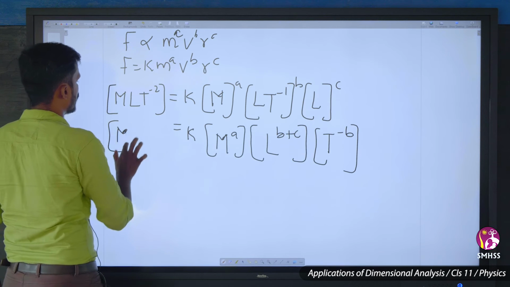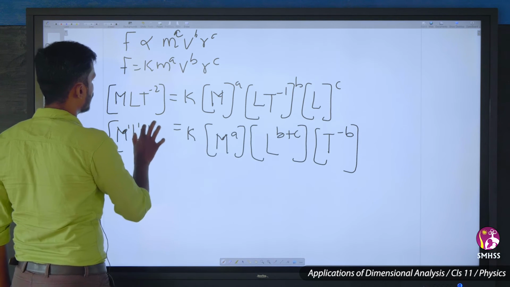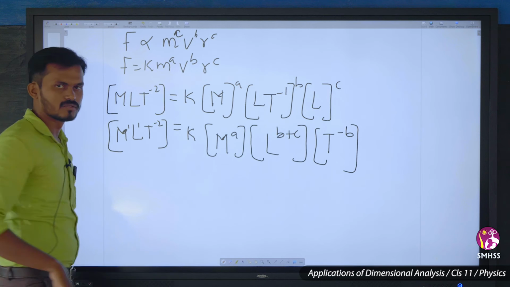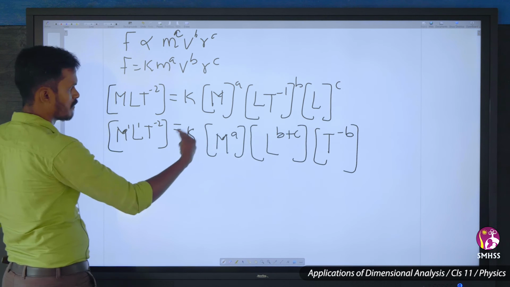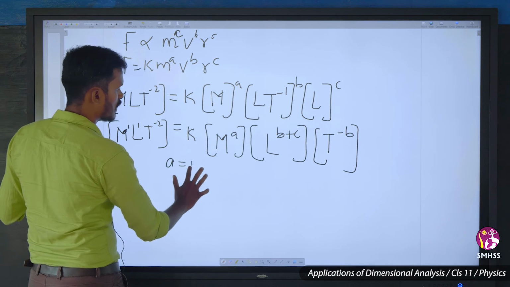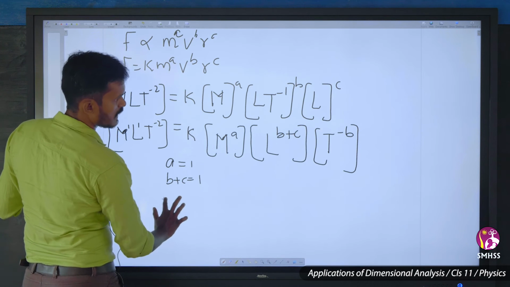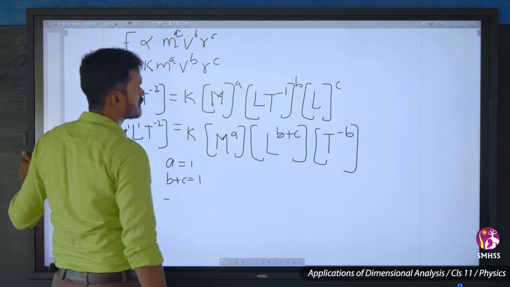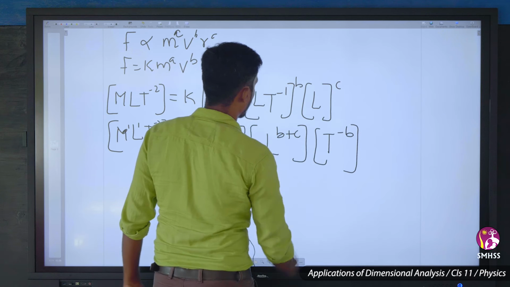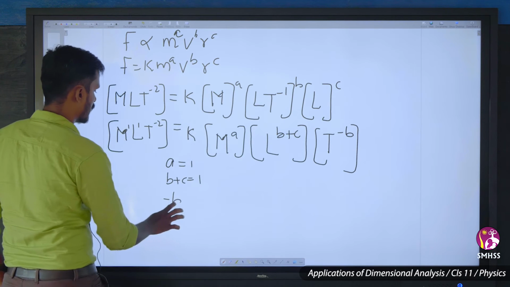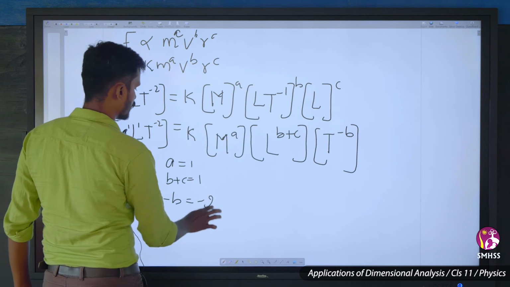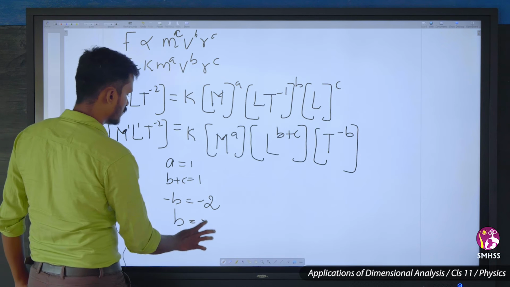Here M power 1, L power 1, T raised to minus 2. So now comparing the powers: A is equal to 1, B plus C is equal to 1, minus B is equal to minus 2. So, B is equal to 2.